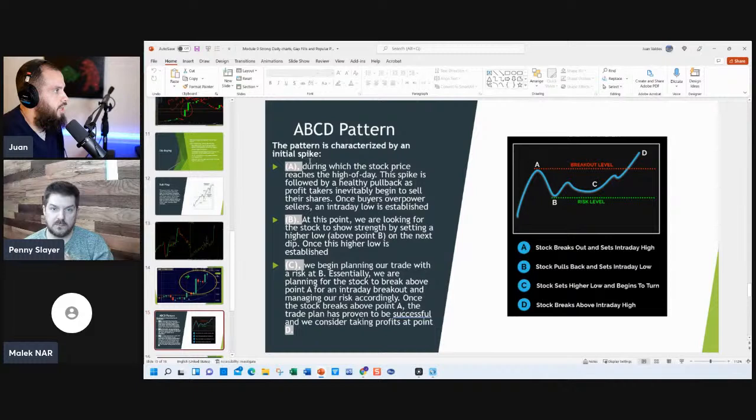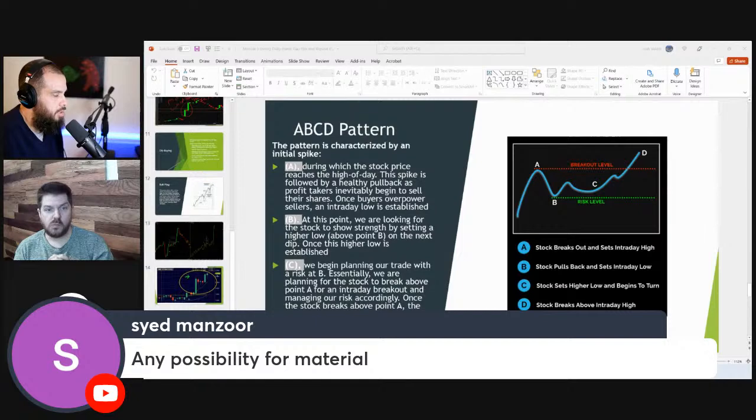So the pattern is characterized by an initial spike, which is here, during which the stock price reaches the high of day. The spike is followed by a healthy pullback as traders take their profit. B, at this point, we're looking for the stock to show enough strength by setting a higher low. You want a higher low to give you confirmation that this is the B. The low here spikes up, then it goes down, and when it goes down here, this second low is higher than this previous low.